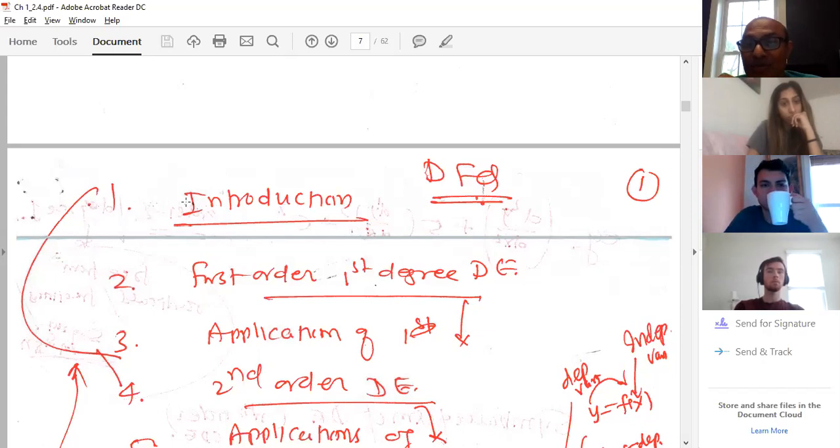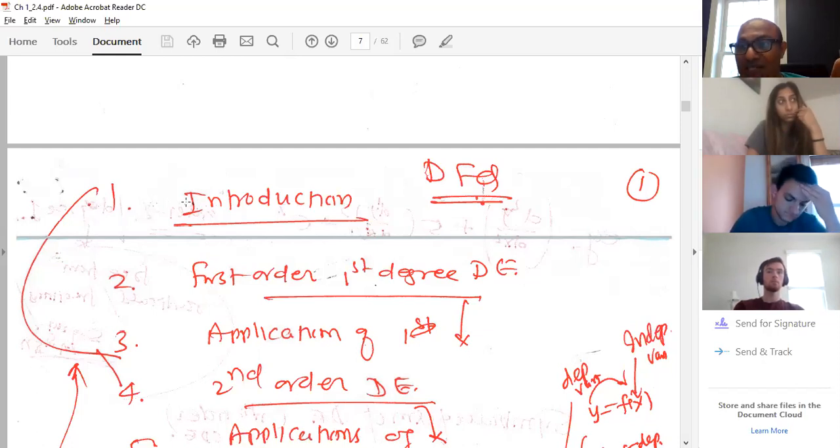Verification is there in the introduction. Verification means a differential equation will be provided to you with the solution, and we are going to verify whether the given solution is actually a solution of the given differential equation or not. That is called verification. Higher order differential equations, all these things we are going to see. Physical interpretation of the differential equation is also included in the introduction portion.